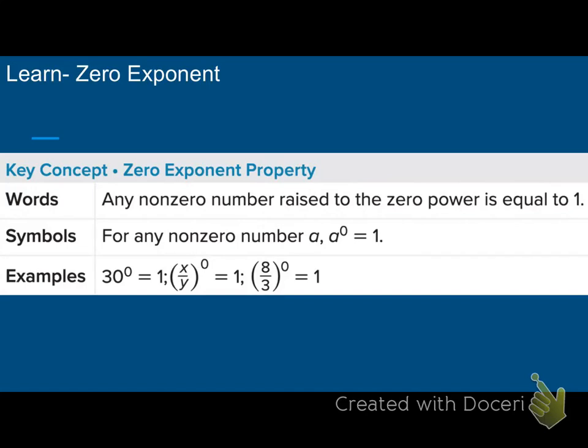That's probably the easiest one. If the thing is raised to the 0 power, it is 1. Any questions about this property? Give some examples. Ready for some examples? Can I move on?